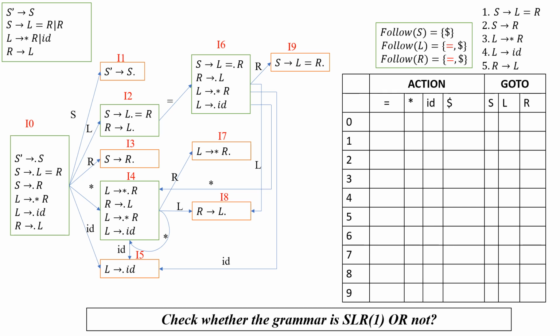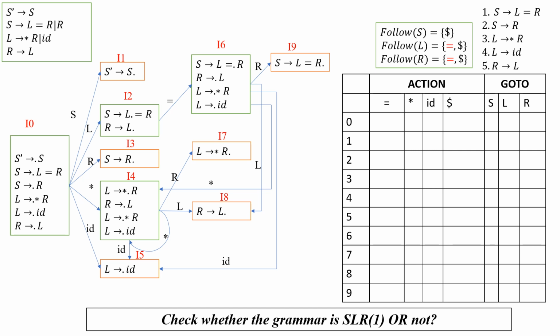Now, for your convenience, number the productions. The first production is S derives L is equal to R. The second production is S derives R. The third production is L derives star ID. The fourth one is L derives ID. And the fifth one is R derives L. Let us construct the table. As usual, the table contains an action part and a go to part. The terminals in the grammar are is equal to, star, ID and dollar. For the go to, capital S, capital L and capital R. Similarly, write all the states from 0 to 9.